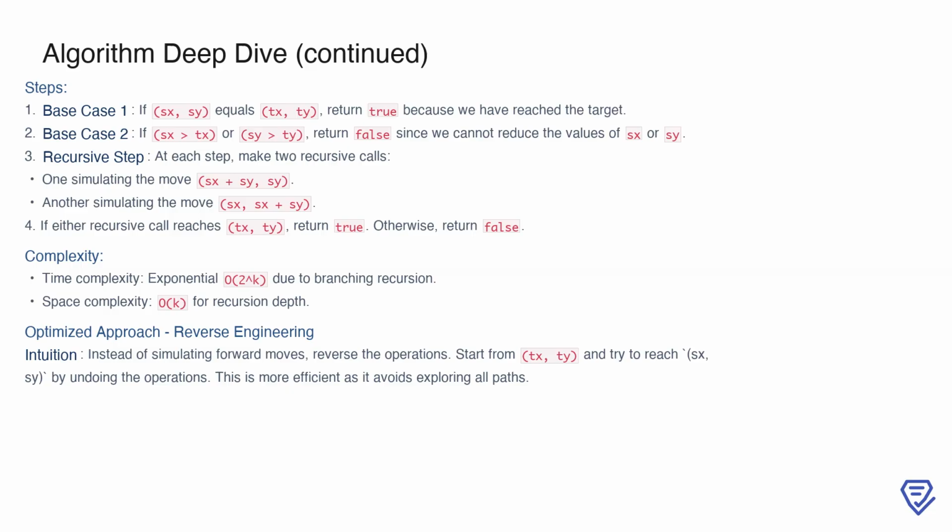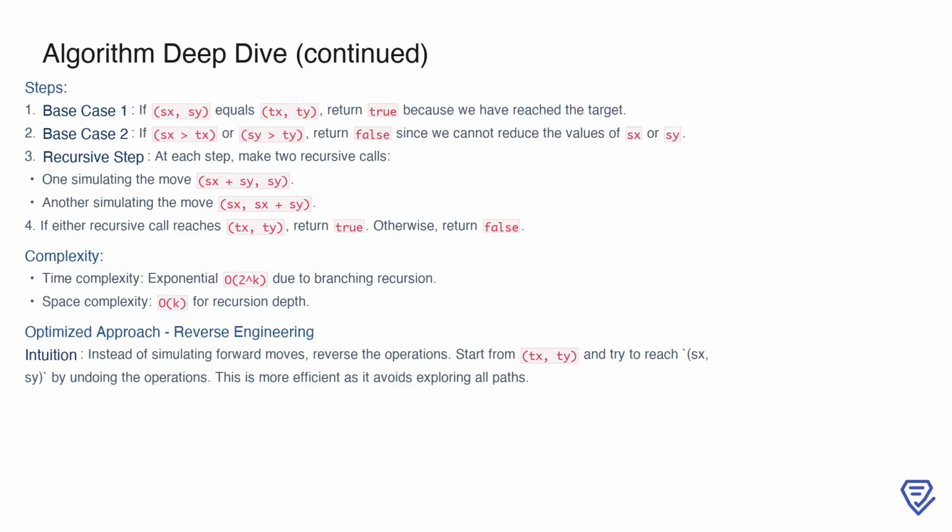To implement the brute force approach, we follow a few key steps. First, there are two base cases. If sx, sy equals tx, ty, we return true since we've reached the target. Conversely, if sx exceeds tx or sy exceeds ty, we return false, as it's impossible to reduce the values of sx or sy. The recursive step involves making two recursive calls, one simulating the move sx plus sy, y, and the other simulating x, sx plus sy. If either of these paths leads to the target, we return true.